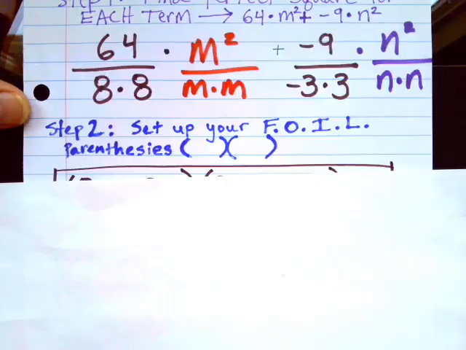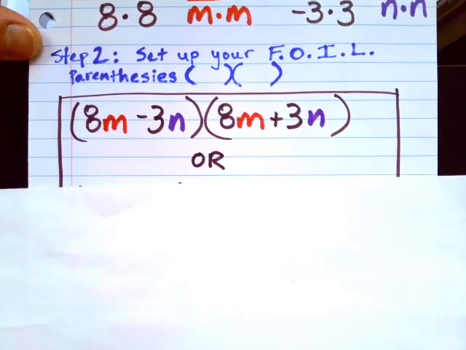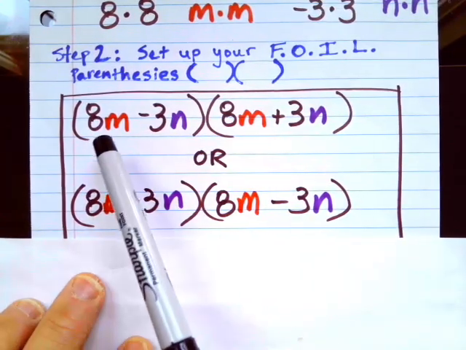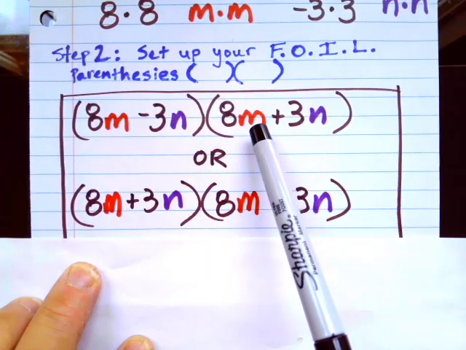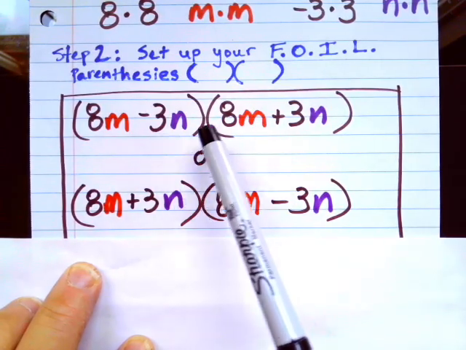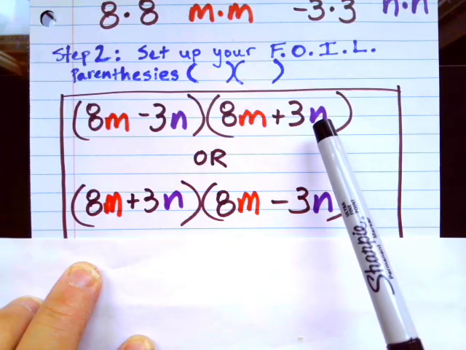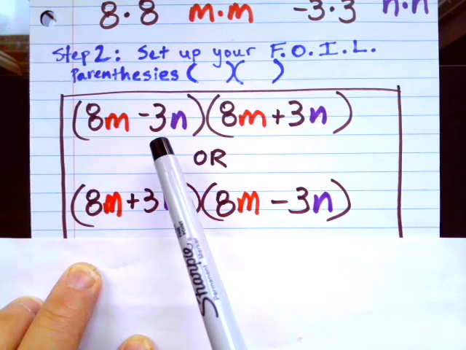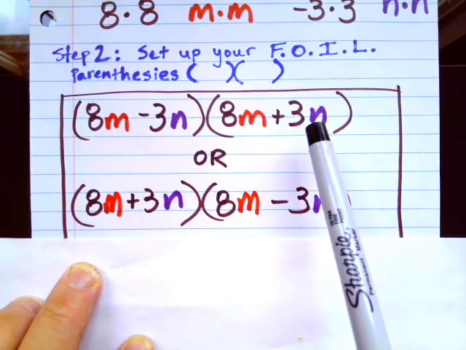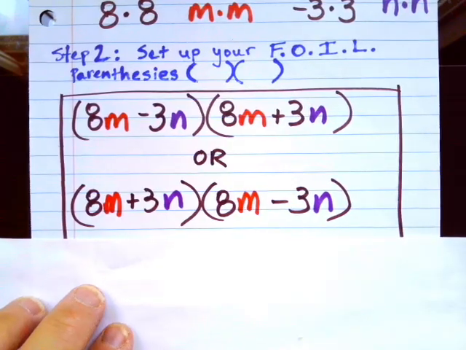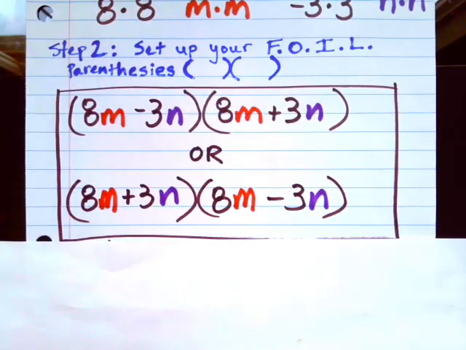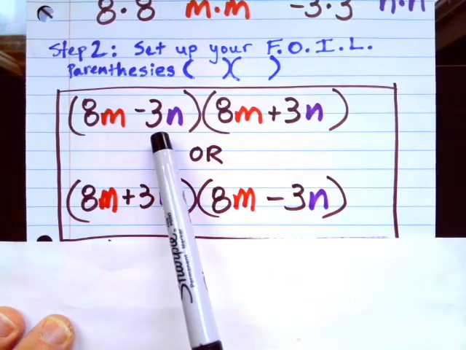As we go through here, set up your FOIL like I have above. And you can see now here, 8m times 8m gives me 64m squared. Negative 3n times a positive 3n gives me negative 9n squared. And if you were to FOIL this out, you'd end up with a negative 24mn, a positive 24mn, which would give you 0 in the middle of the term that we started with.